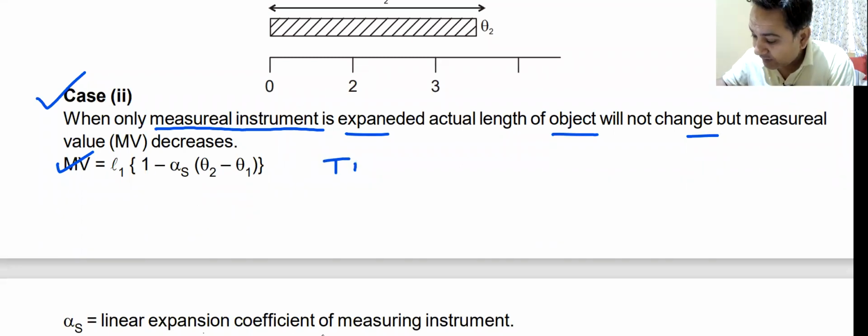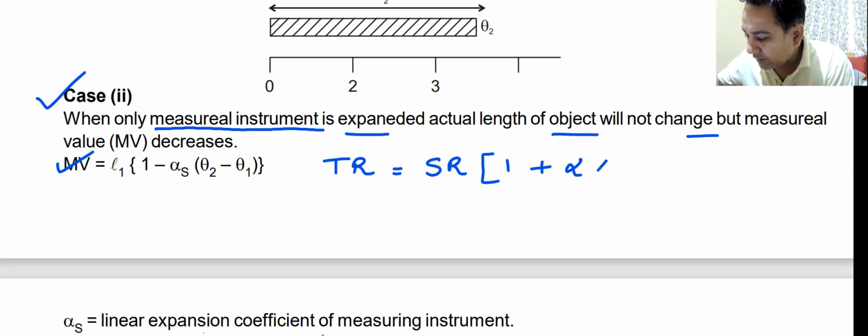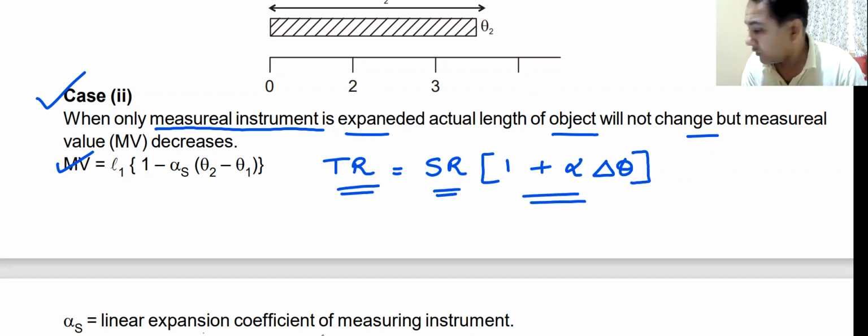You can write the actual formula like this. True reading is equal to scale reading into 1 plus alpha into delta theta. I hope you understand the meaning of these terms. Yes, sir. What are the meanings of the terms? True reading means the actual length of the object. Remember, the object has not expanded. The actual length of the object will be the scale reading, whatever your scale is reading, into 1 plus alpha into delta theta.